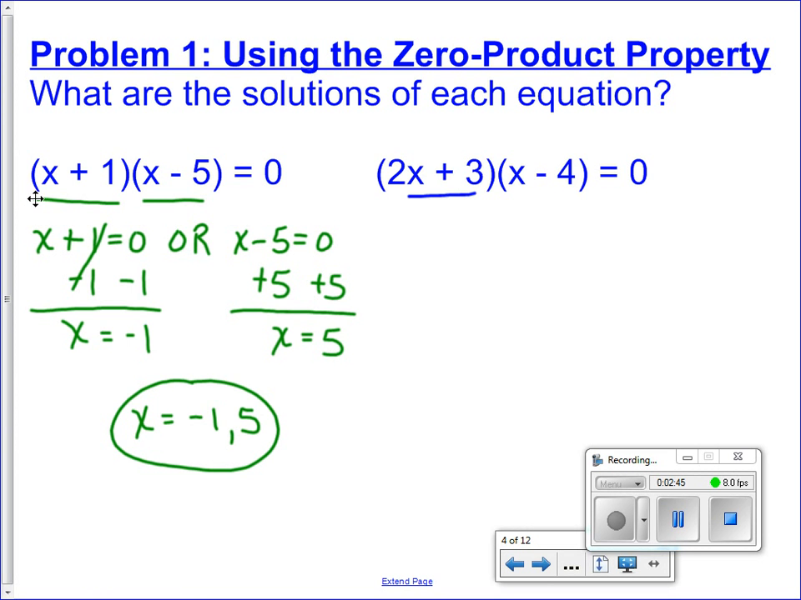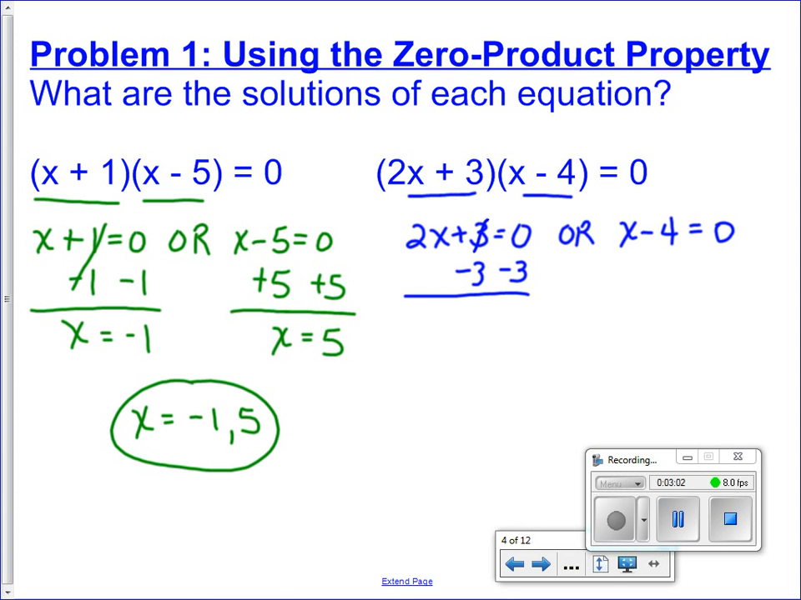Once again, two factors. We're going to set each one equal to 0. So either 2x plus 3 equals 0 or x minus 4 equals 0. So in our first equation, we're going to subtract the 3 first from each side. That gives us 2x equals negative 3. And then dividing by 2, we get x equals negative 3 over 2. And you can leave your answer in that form.